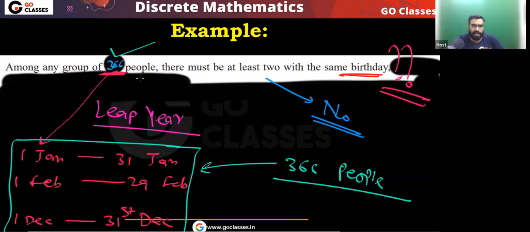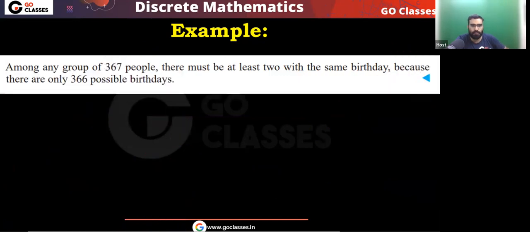The question is about guarantee. Can you guarantee that at least two people will celebrate their birthday on the same day? The answer is no. You cannot guarantee. But if I give you 367 people, now there is a guarantee. Now there is a guarantee that at least two people will celebrate their birthday on the same day. At least two people will have the same birthday.